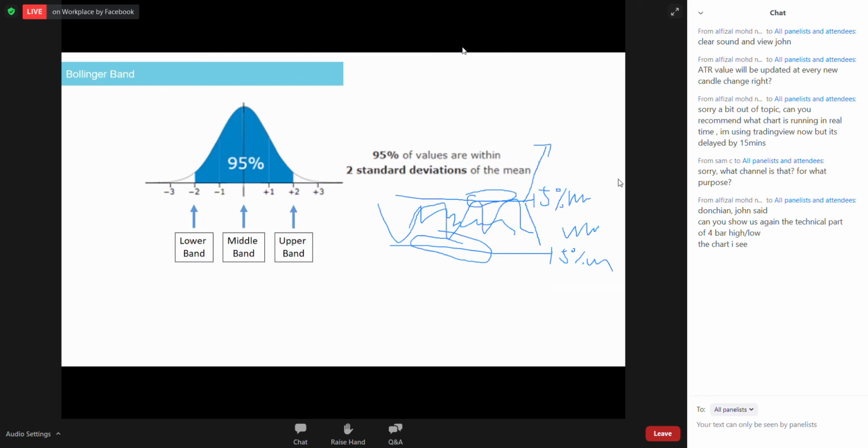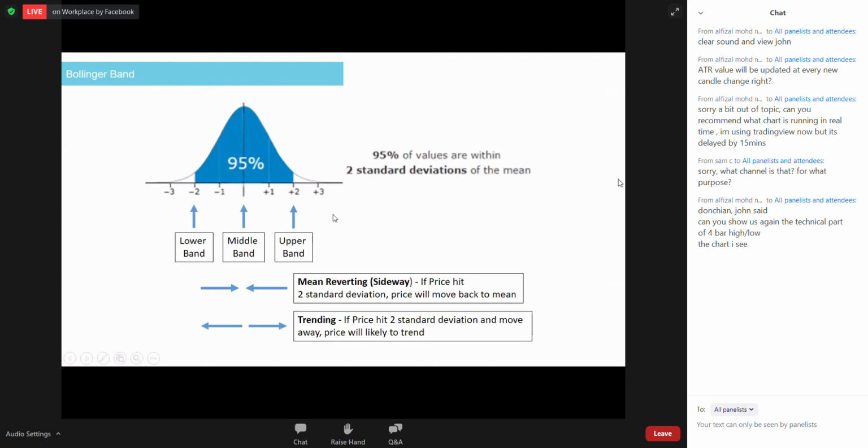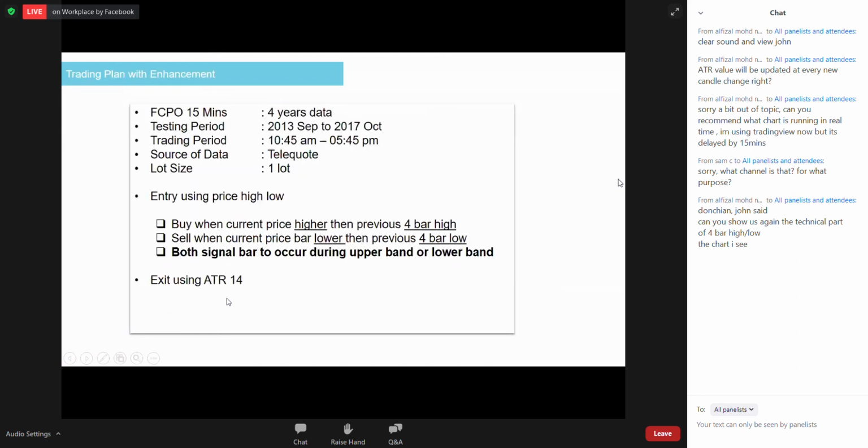Of course, not only Bollinger Band, there are a lot of indicators actually telling the same story, 2 standard deviations. The 5% zone, 2 standard deviations away, is where things will happen, either mean reverting or trend. So very simple: same data set, put one more filter there. The signal bar must come at the upper band or lower band. The exit is still the same because the exit has its edge already. We didn't change it. What we want to improve is the entry, so this time we put Bollinger Band there.